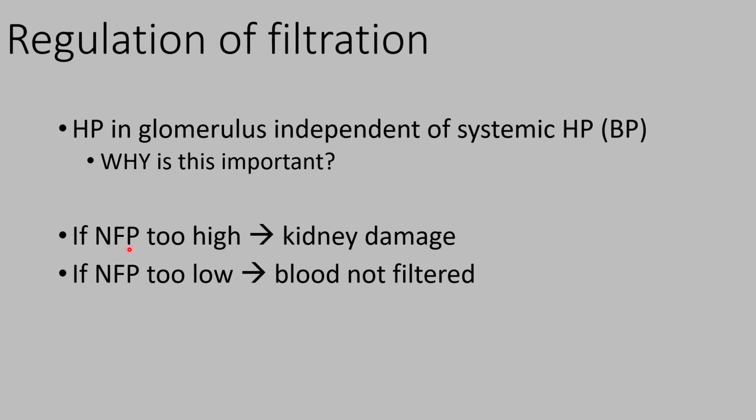Because if net filtration pressure gets too high, we run the risk of damaging the kidney. We could tear those filtration slits. If net filtration pressure gets too low, well, now we're not filtering the blood, which is how we cleanse the blood. We need net filtration pressure to stay relatively constant so that we can cleanse the blood while keeping the kidneys healthy.